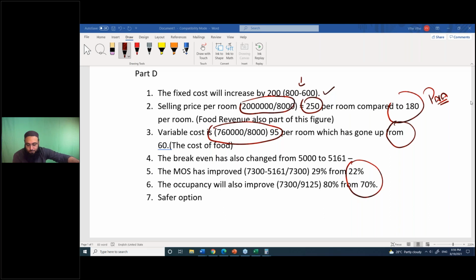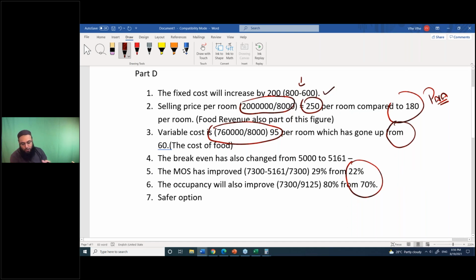Quantify means that with the help of numbers, you have to tell the change. Okay. Change in occupancy, definitely, I can explain to you. Change in occupancy is very straightforward.